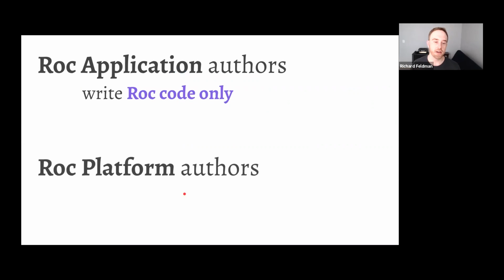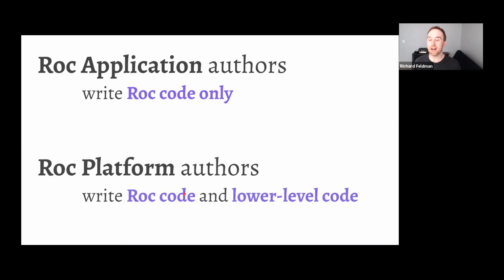Now, Rock platform authors, on the other hand, they're writing both Rock code as well as lower level code. And importantly, they're the only ones writing lower level code. And we're going to see how this is really important for that trust aspect we're talking about in a second. If I'm trying to write C++ or C# or anything like that as an application author, I can't do it, at least not unless the platform author gives me some way to opt into that. At a language level, only platform authors are allowed to write lower level code like this, which means we can trust applications that were written on top of those platforms because they don't have the ability to do any end runs around whatever permission systems platform authors have implemented.